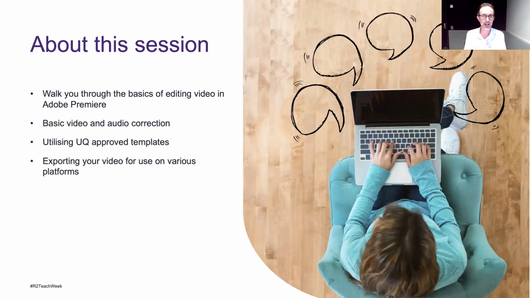So if you have a piece of video that's a bit dark, how do you brighten that up? How do you maybe sharpen it? And you have a bit of audio that has a bit of background noise. How do you correct that? So we'll be talking about that. Also about utilizing UQ approved templates.